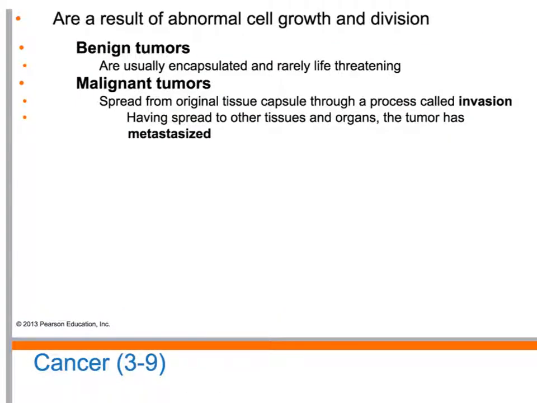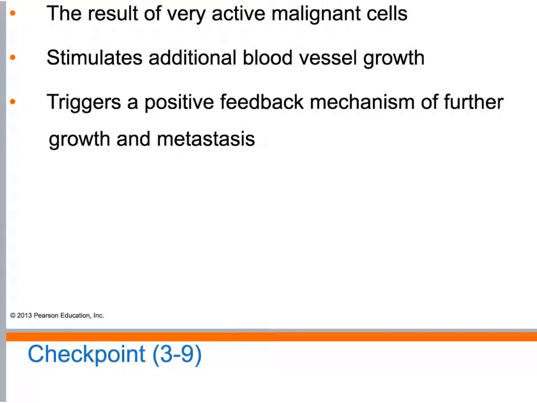Cancer is a result of abnormal cell growth and division. Benign tumors are usually encapsulated and rarely life-threatening. Malignant tumors spread from the original tissue capsule through a process called invasion. Having spread to other tissues and organs, the tumor has metastasized. Cancer is the result of very active malignant cells, and it stimulates additional blood vessel growth, and it also triggers a positive feedback mechanism of further growth and metastasis.